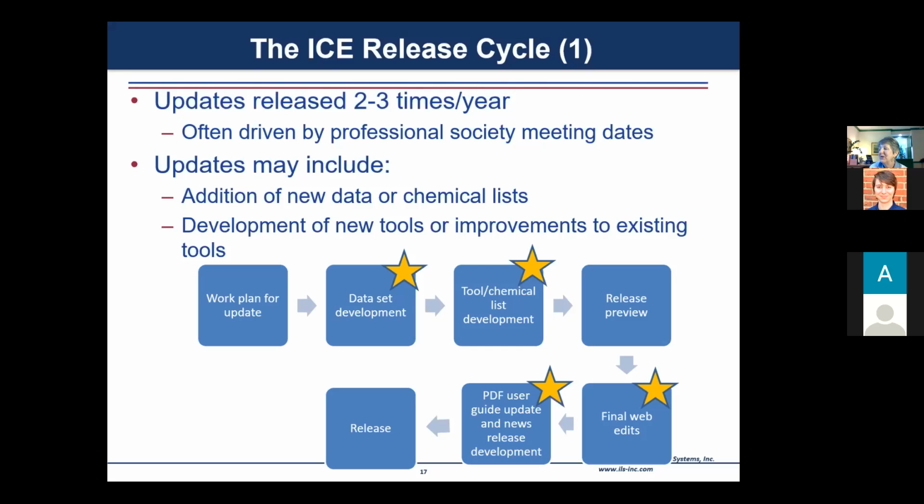The updates may include additional new data or chemical lists, and development of new tools or improvements to existing tools. And there's a little graphic that shows you the release cycle that we use for our updates. So we start with a work plan, we develop data, we develop tools and chemical lists.